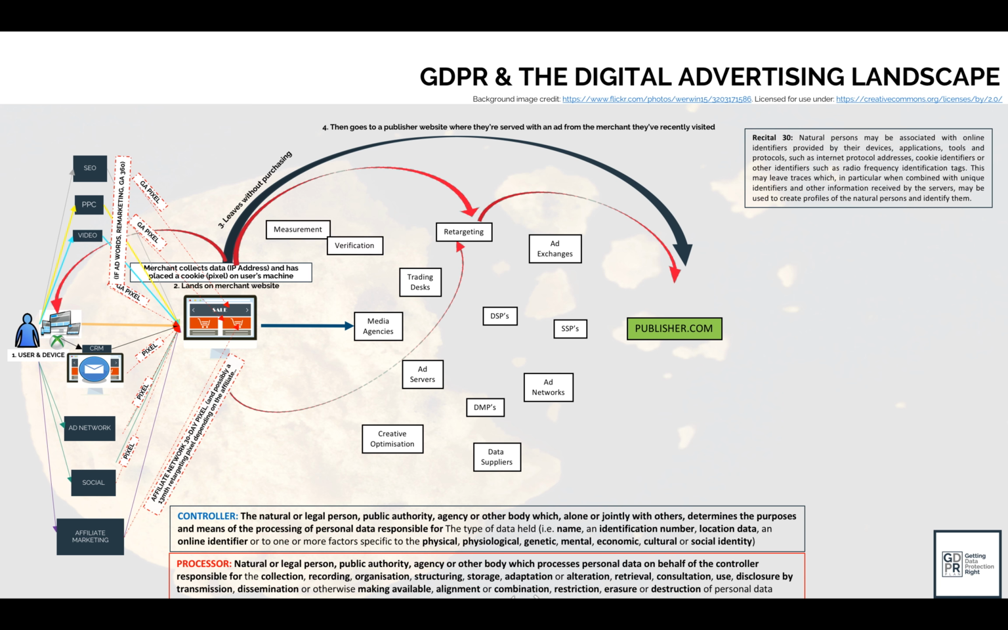So what you've got happening is there are controllers wherever the user has reached the merchant's website from. So the search ad, the paid ad, the video, CRM, the ad network, the social media link, or the affiliate marketing link.